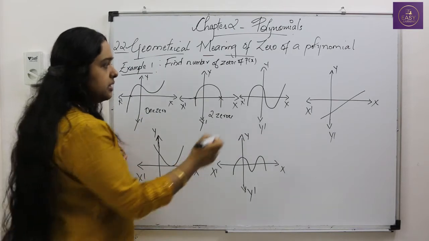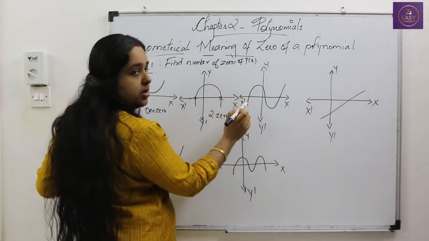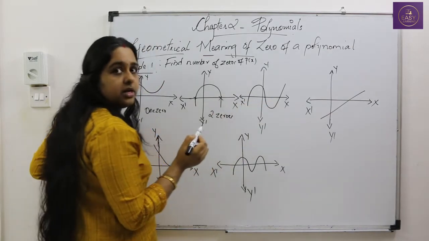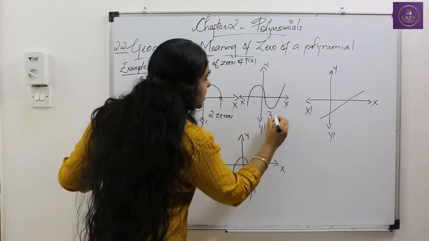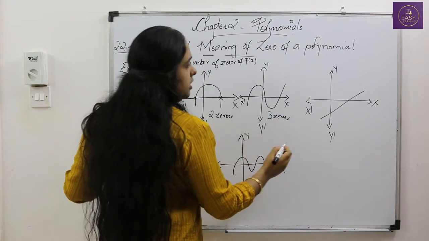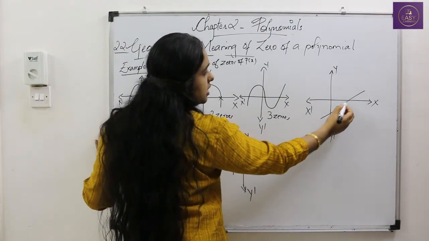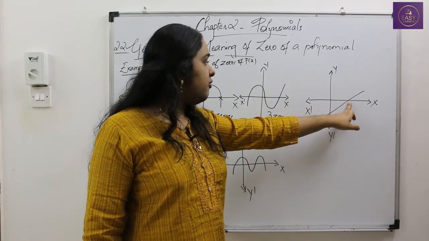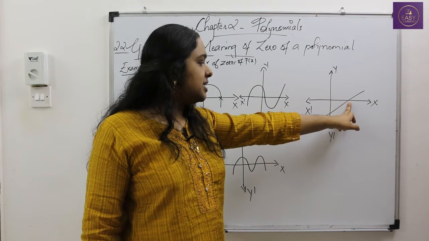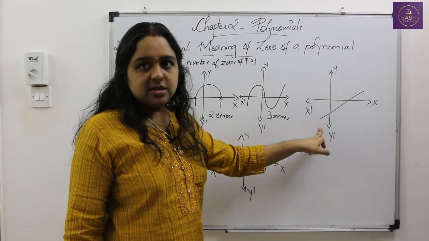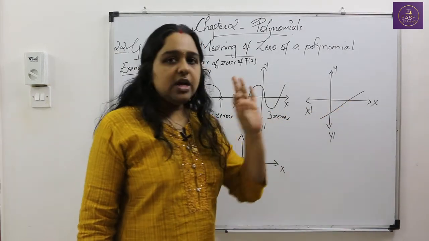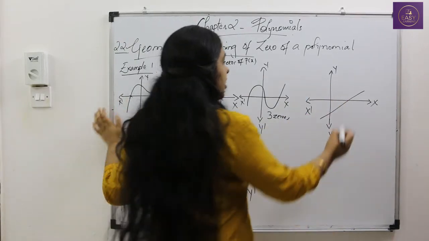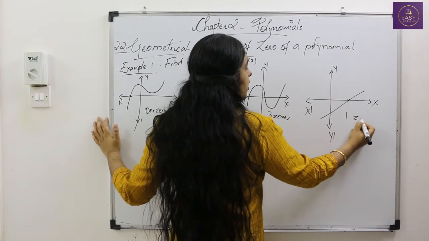Is it clear? Then now tell me this. How many points? 1, 2, 3. Then how many zeros will be there? 3 zeros. In this, how many points does it intersect the x-axis? There is only 1 point where it intersects the x-axis. This is the y-axis, so don't be confused. You need to look only at the x-axis. How many points are there? Only 1 point. So how many zeros? 1 zero.